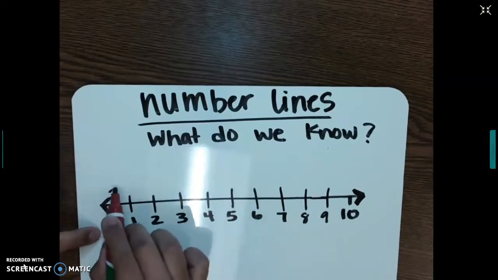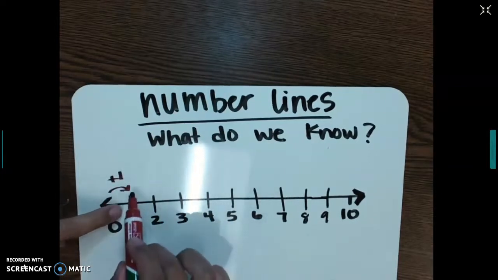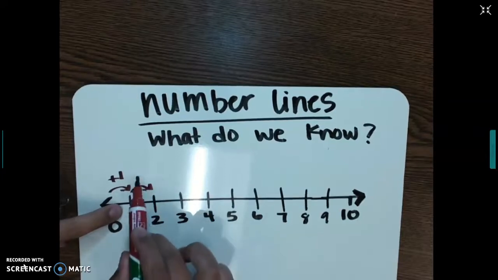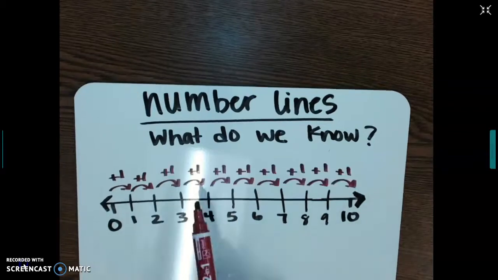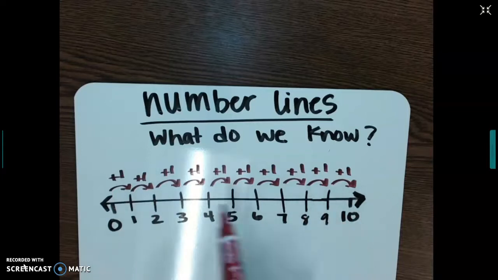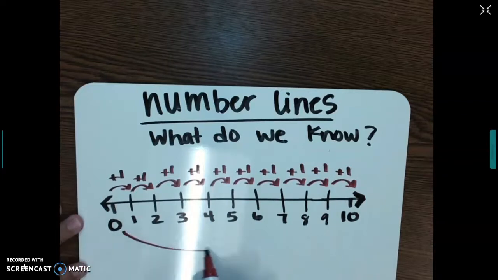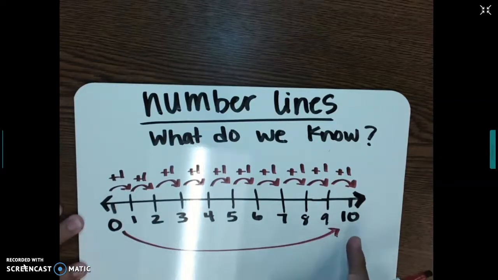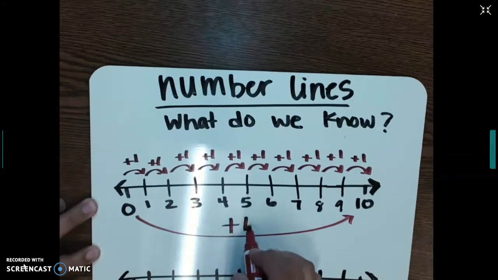So from 0 to 1, I know that my value is adding 1. From 1 to 2, it's going up by 1 also. So if I continue this pattern, I can see that it goes up by 1 every time. If I look at the total value that changes from beginning all the way to my ending number, I can see that my value goes up by 10.